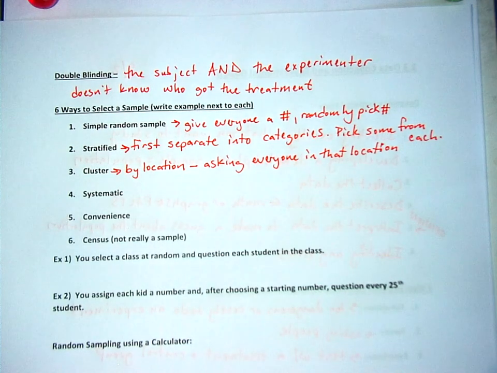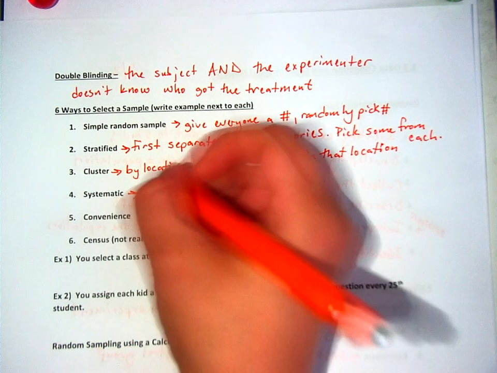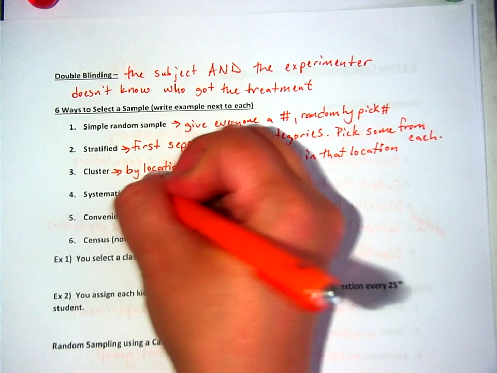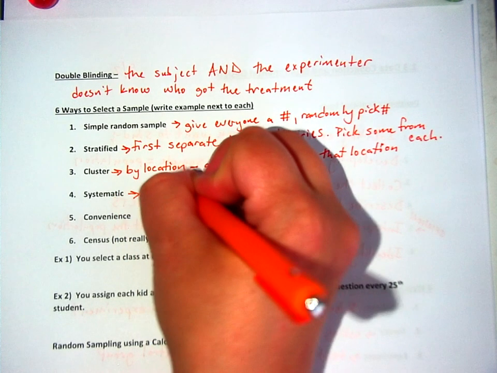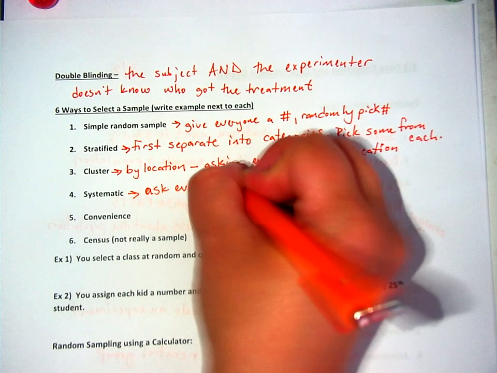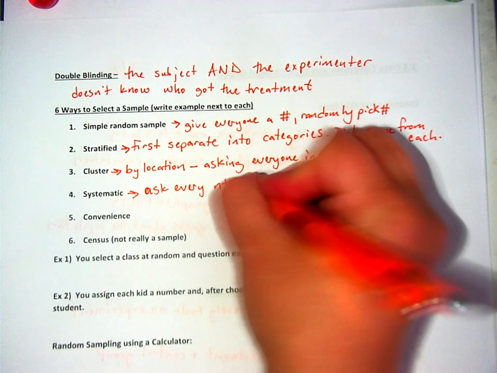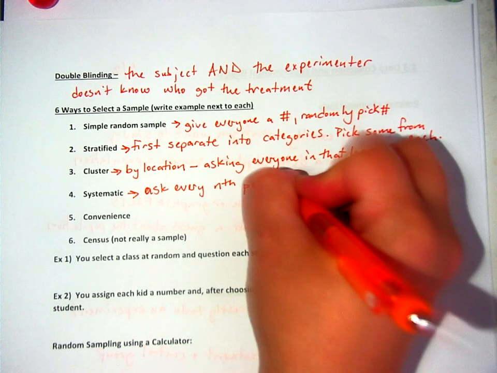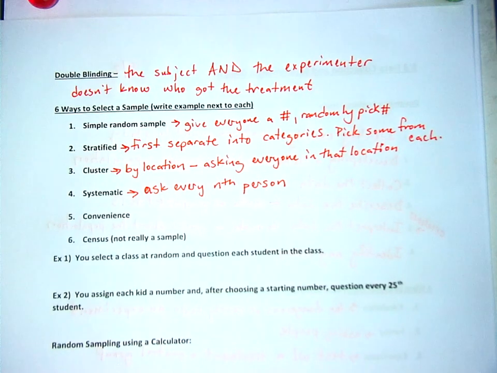Systematic is ask every nth person. By nth, what I mean is fill in a number there. So maybe you're doing a check to see if there's any drunk driving happening, and you're randomly stopping vehicles, and you decide every 30th vehicle I see, I'm going to stop.